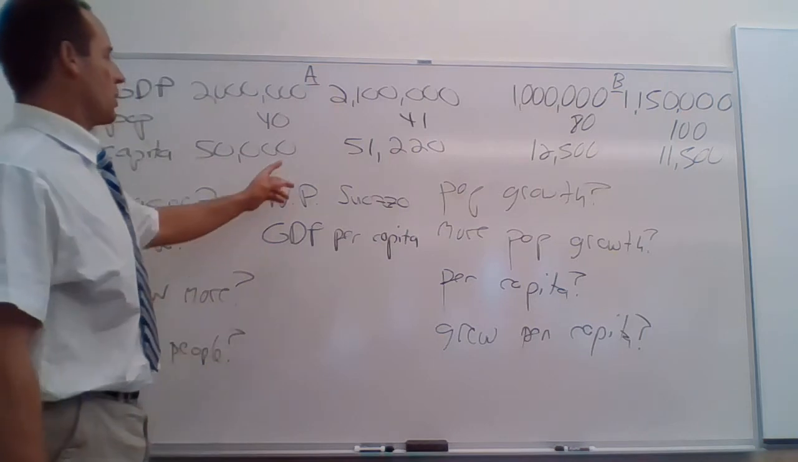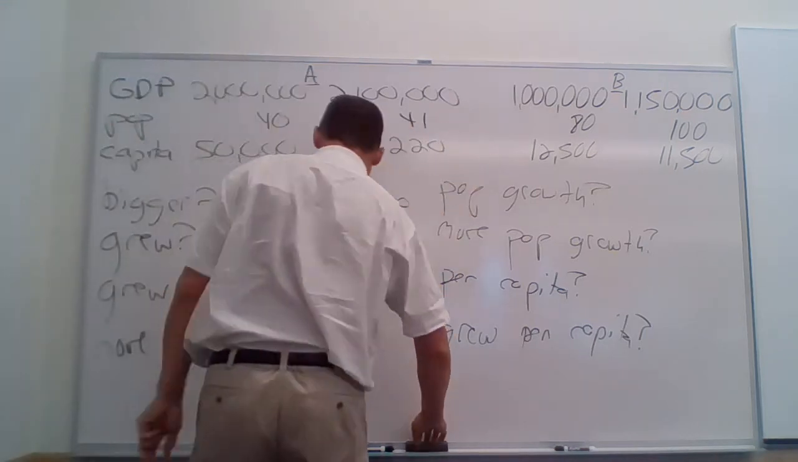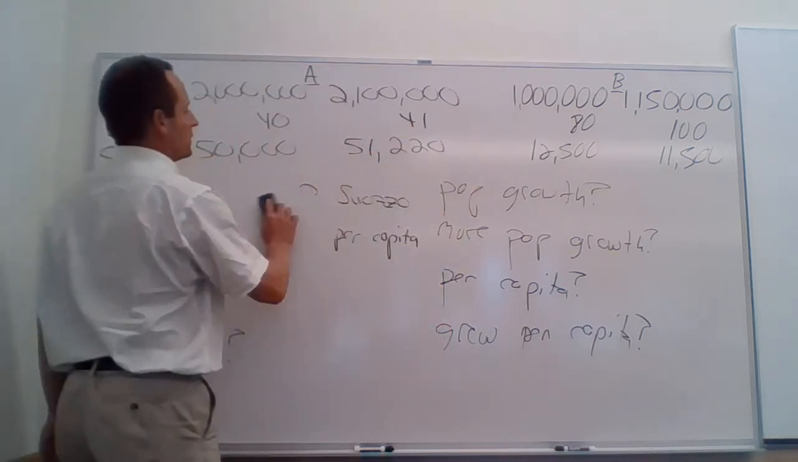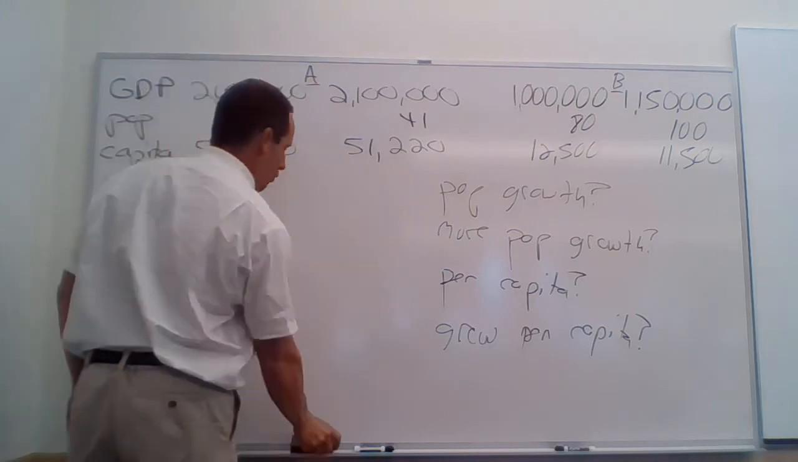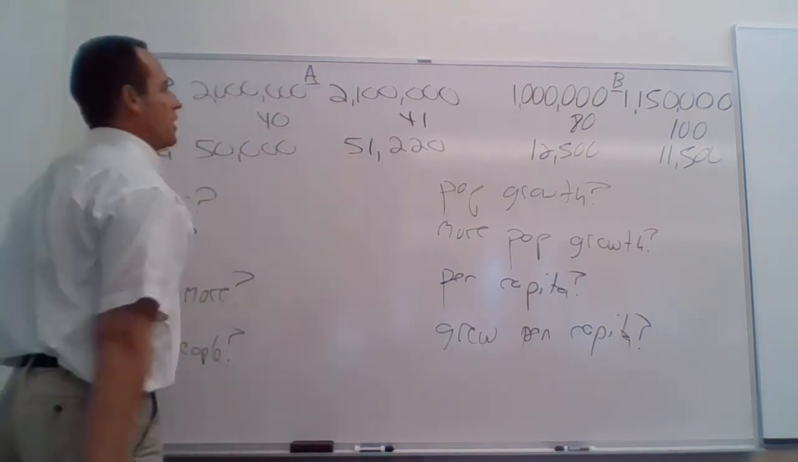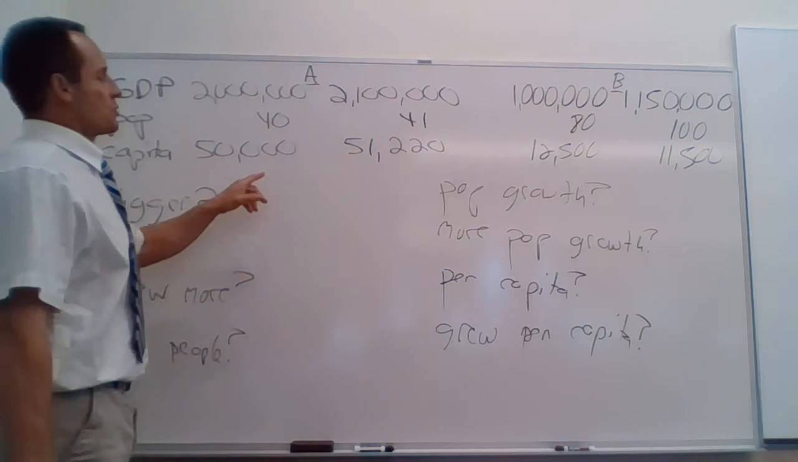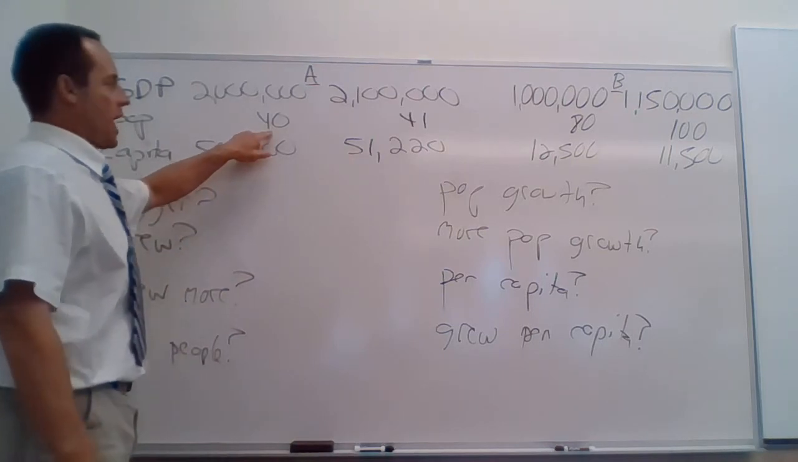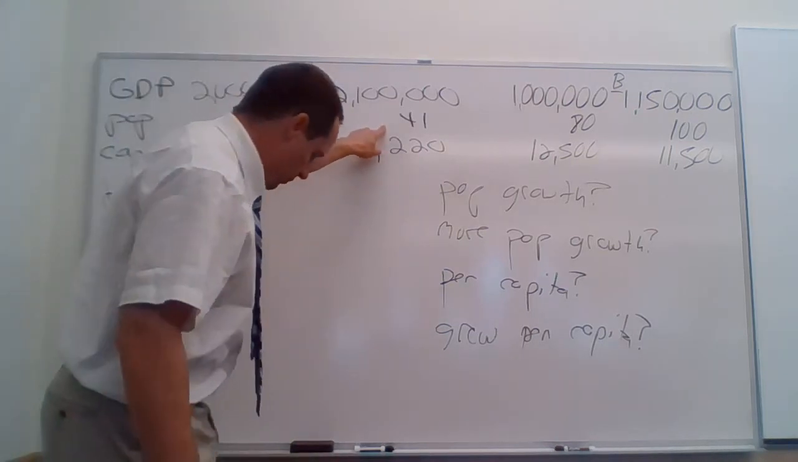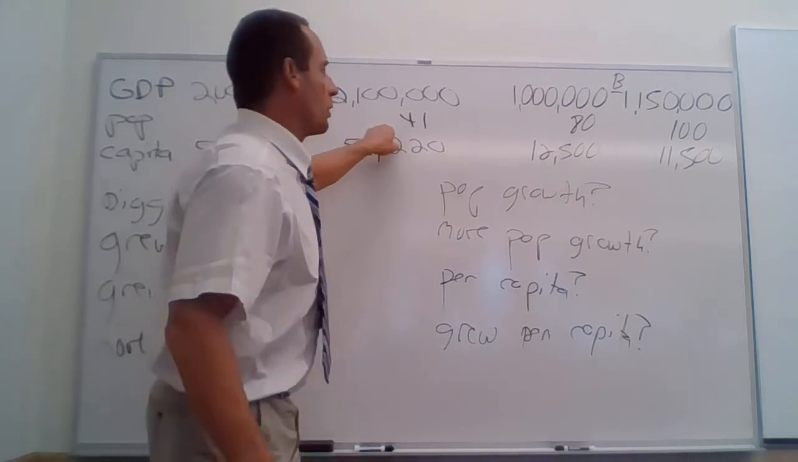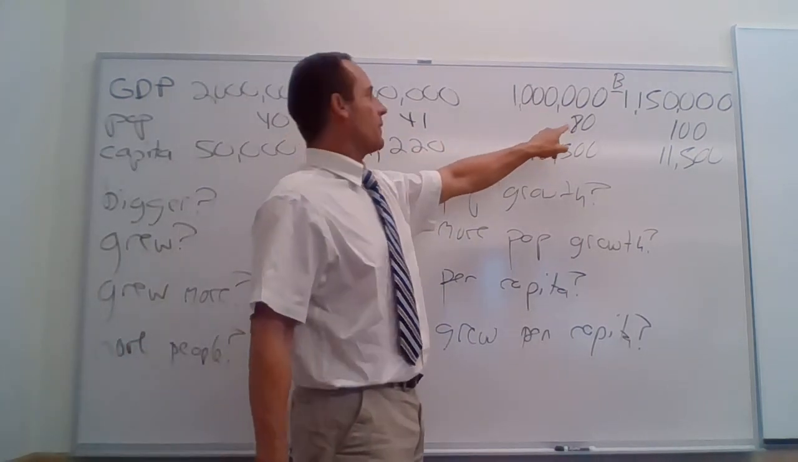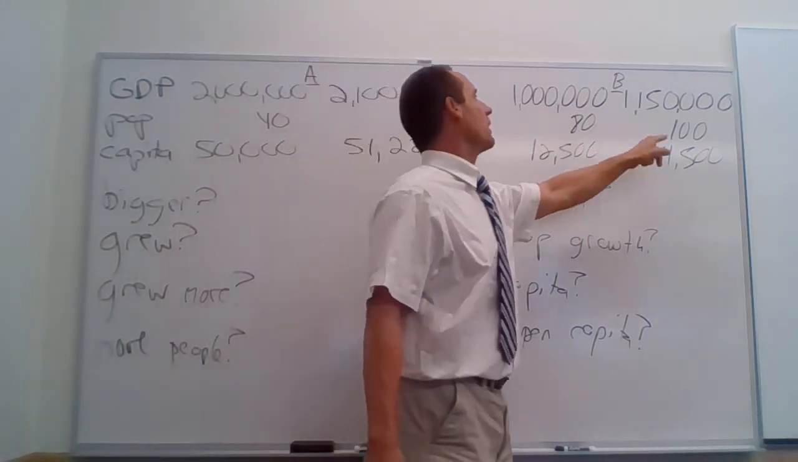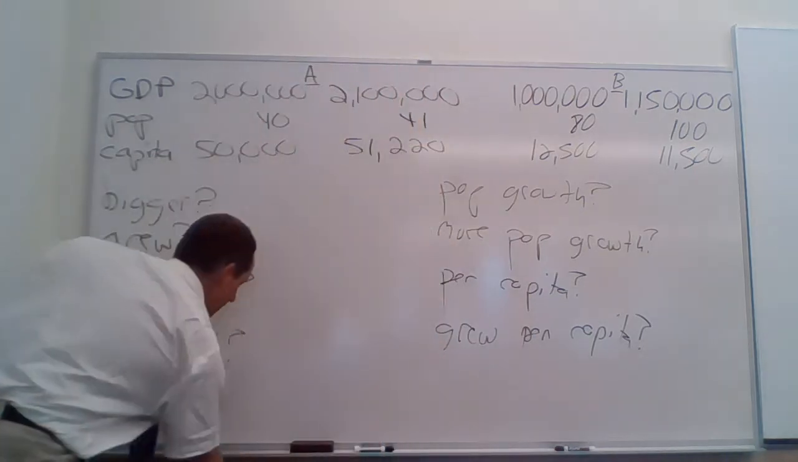Here we have two economies, A and B, and the first two rows going across are numbers in millions. So economy A has 40 million inhabitants and then 41 million when we look at it again. Economy B has 80 million inhabitants and 100 million inhabitants when we look at it again.